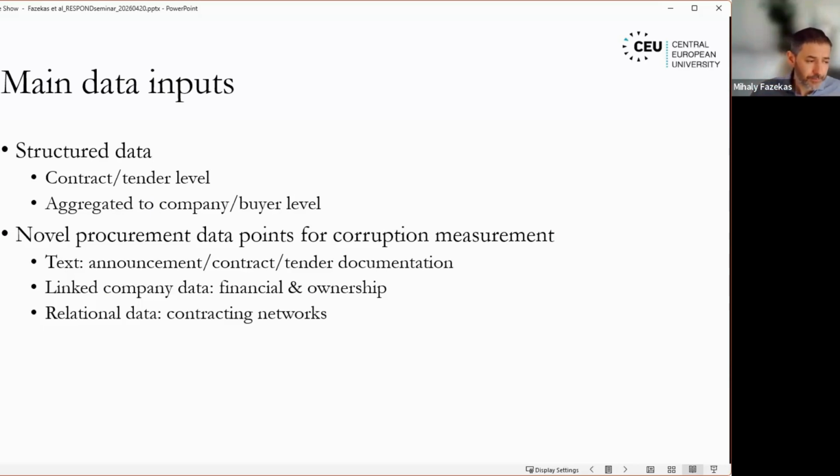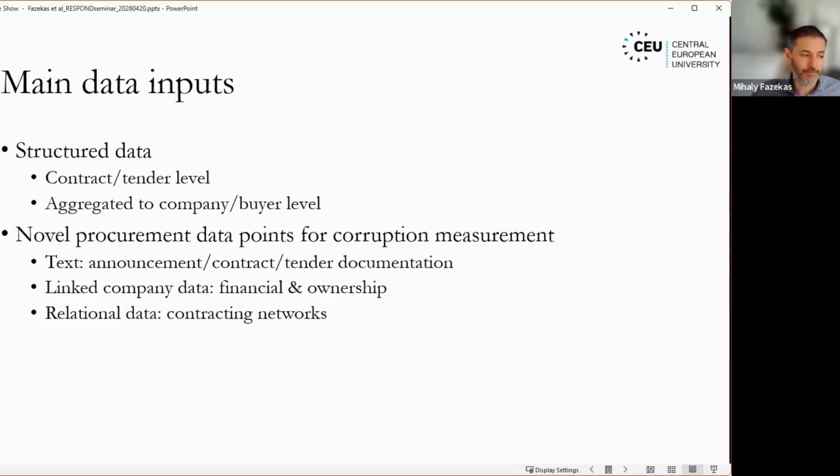Some policy applications, some papers aggregate this information to companies, buyers, sometimes regions. So that's interesting. It's more variations on the same theme, but still remains in the domain of using structured data.